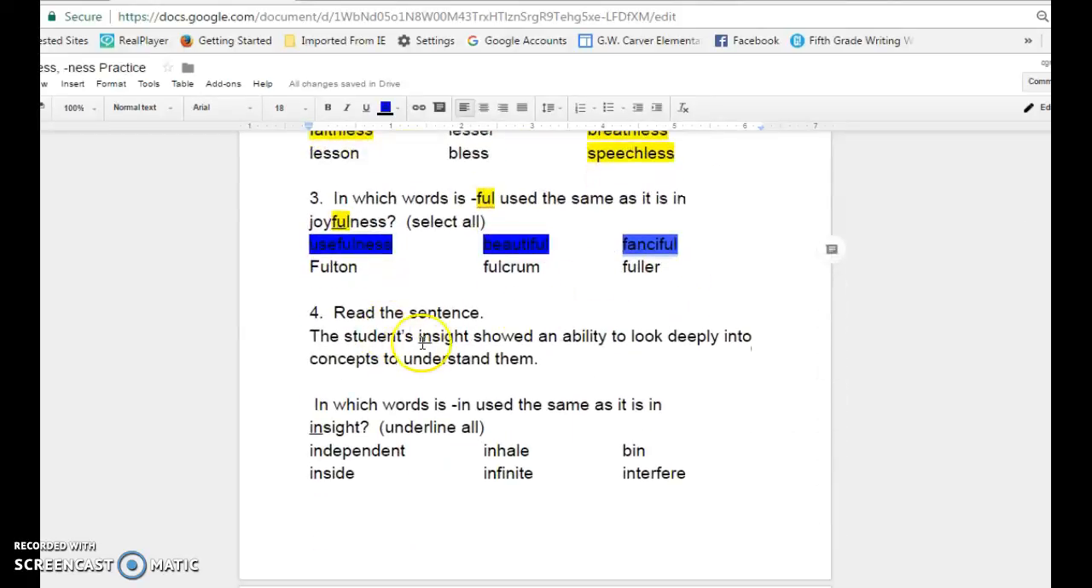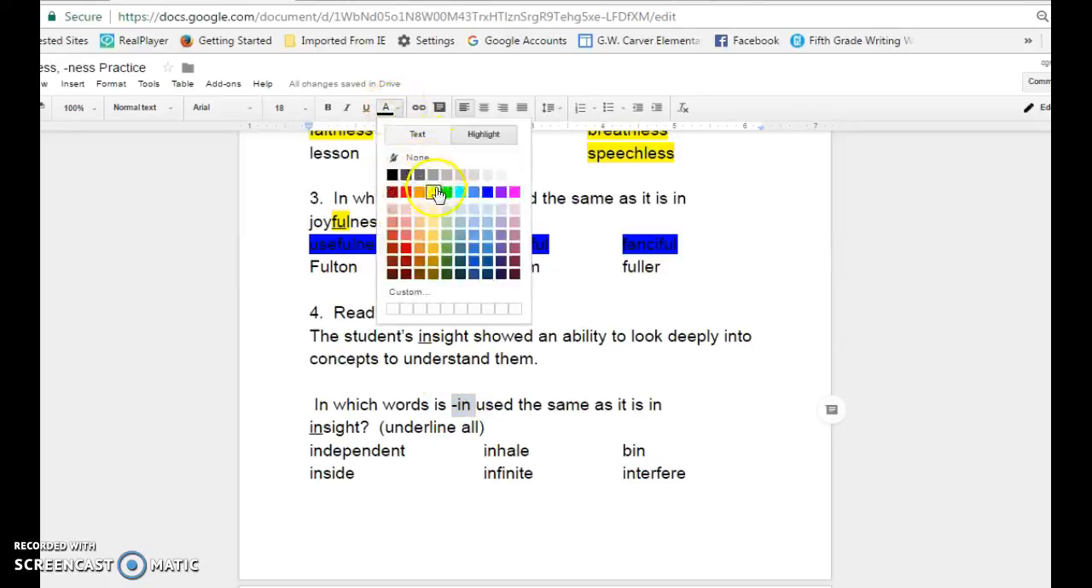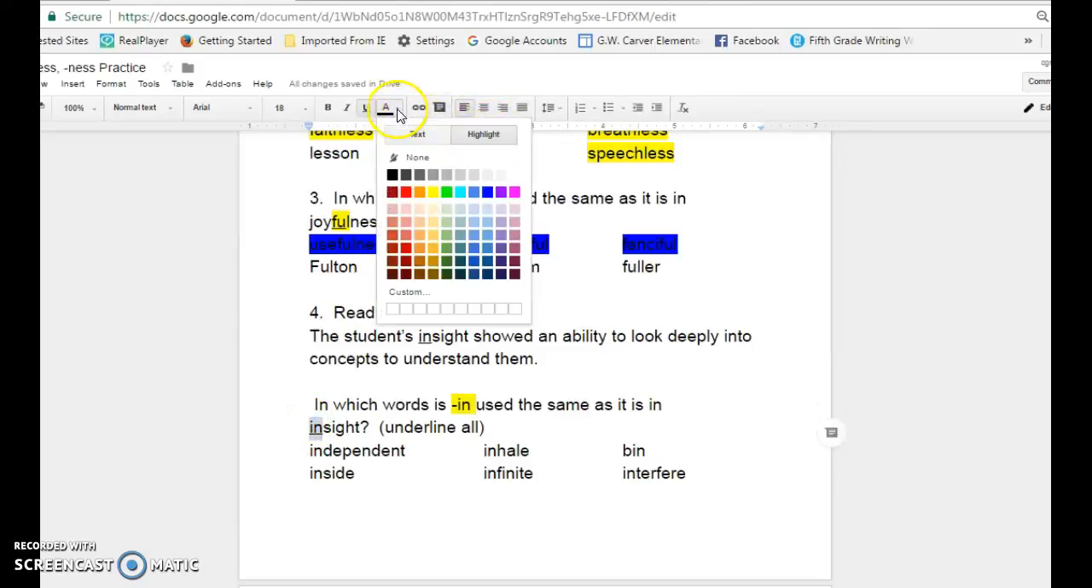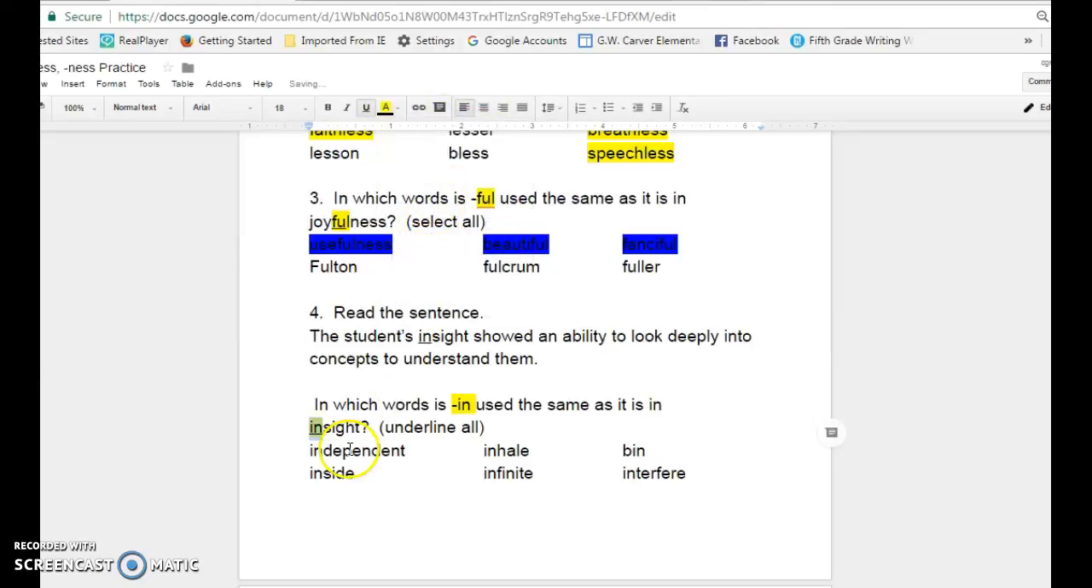Read the sentence. The student's insight showed an ability to look deeply into concepts to understand them. In which words is in used the same as it is in insight? And it says to underline all. This one, we've talked about how using the word parts can really help you with the meanings, but if you have context, that helps you even more than anything.